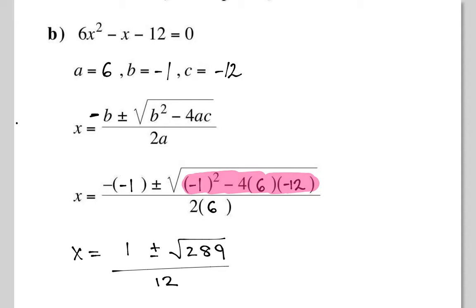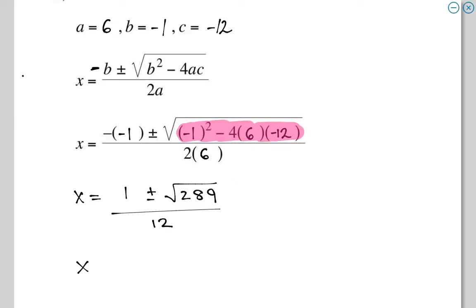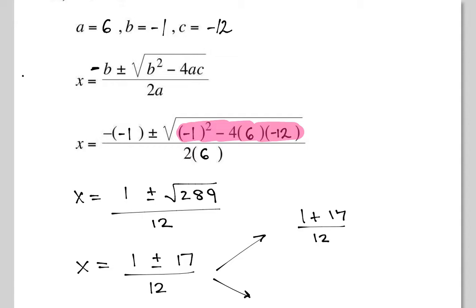Is the square root of 289 perfect? What is it? 17? Is it 17? Okay. So then our answer for x is 1 plus or minus 17 over 12. So we have two options. 1 plus 17 over 12 or 1 minus 17 over 12.